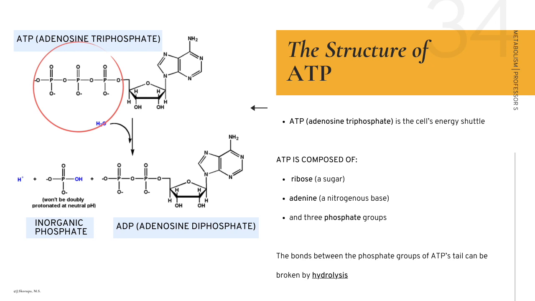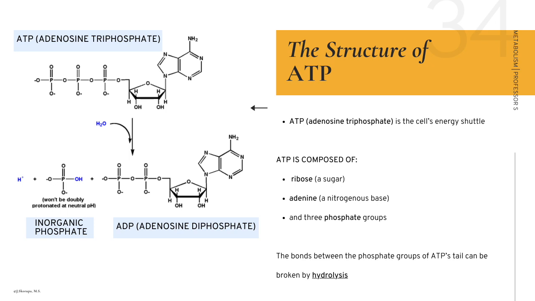To release energy, the bonds between the phosphate groups of ATP's tail can be broken by hydrolysis. In particular, energy is released from ATP when the terminal phosphate bond is broken. That's the last phosphate in the chain being cleaved off. This creates ADP, which is adenosine diphosphate, 2 phosphates, and an inorganic phosphate, which is written as Pi.